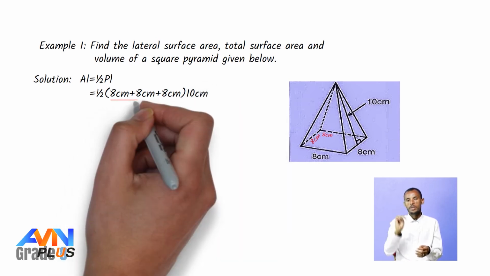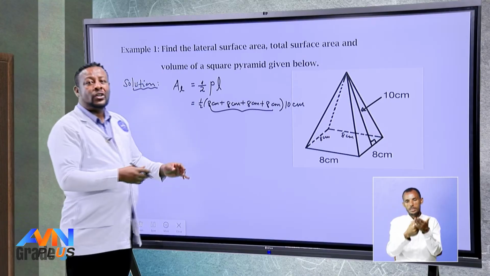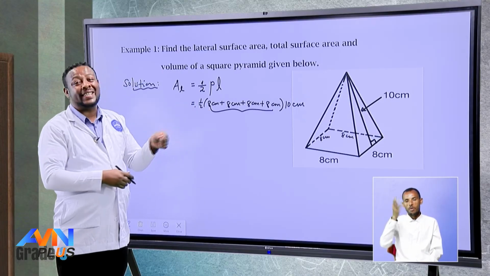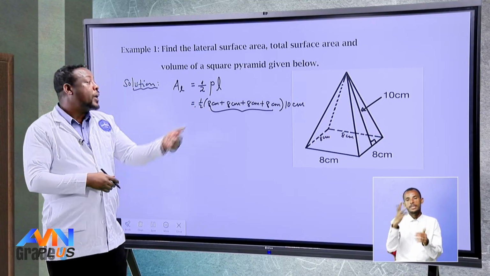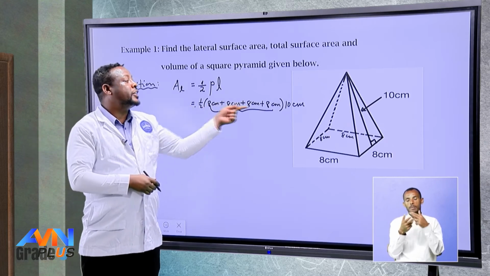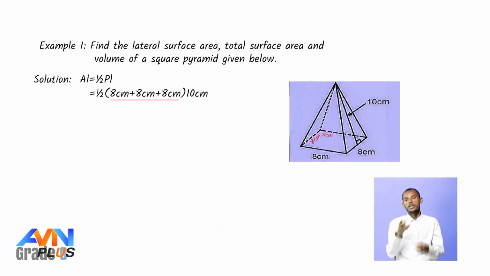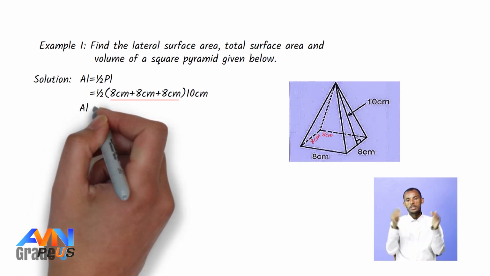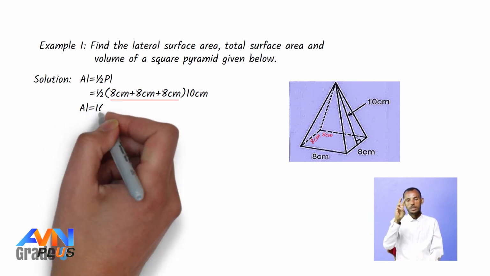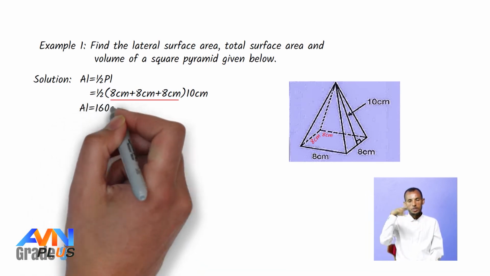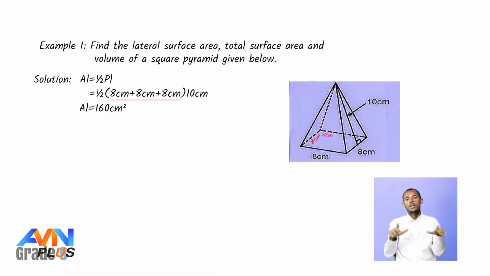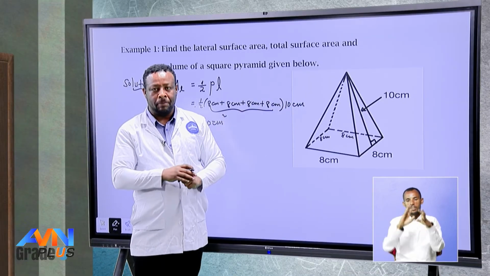The sum of all this is 32, and half of 32 is 16. We multiply 16 centimeter by 10 centimeter, and this product gives us 160 centimeter square. This is the lateral surface area of the given pyramid.